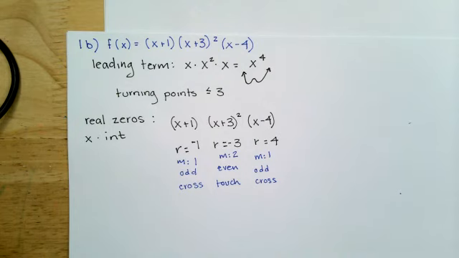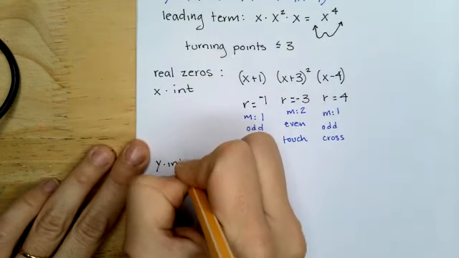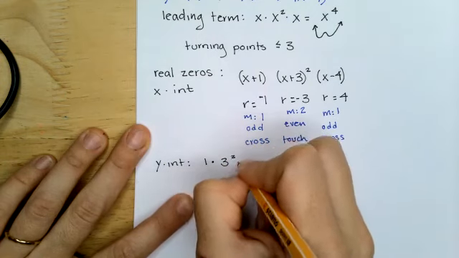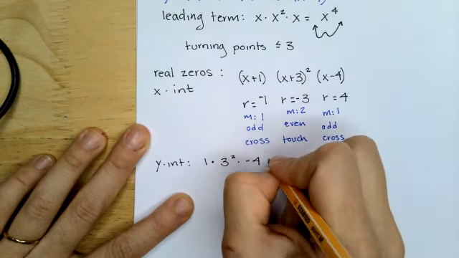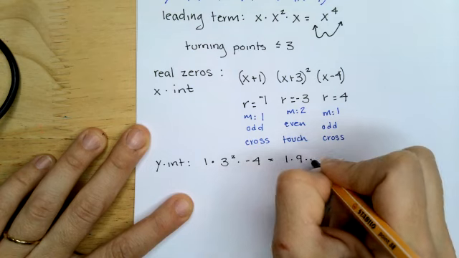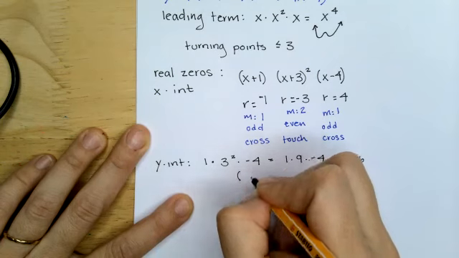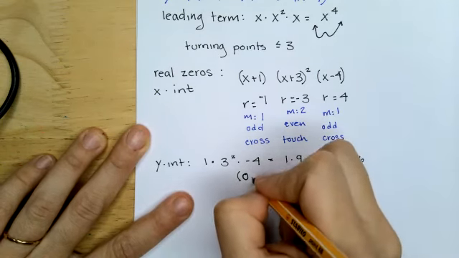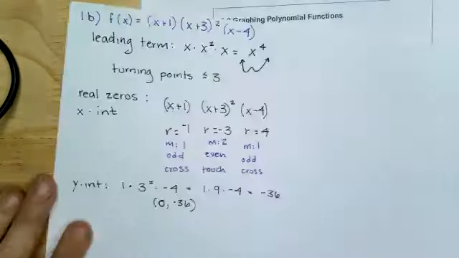And then finally our y-intercept, right? Our y-intercept just means multiply our constants. The constants were 1, 3 squared, and -4, right? 1 times 3 squared times -4 gives me 1 times 9 times -4, which is -36. So the actual y-intercept is 0 on the x-axis, -36 on the y-axis.